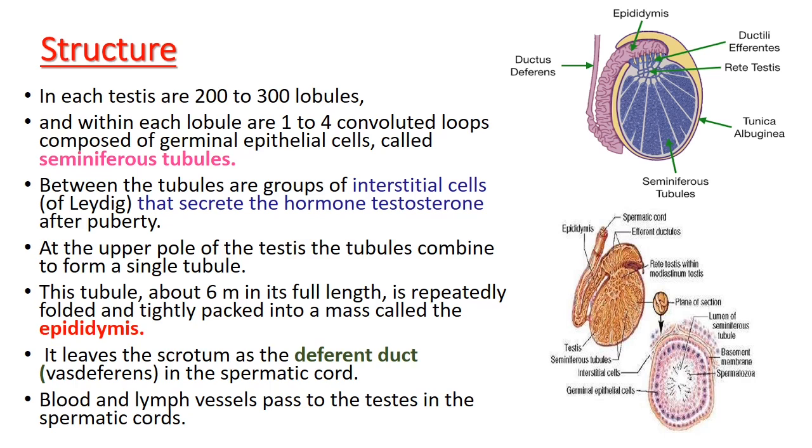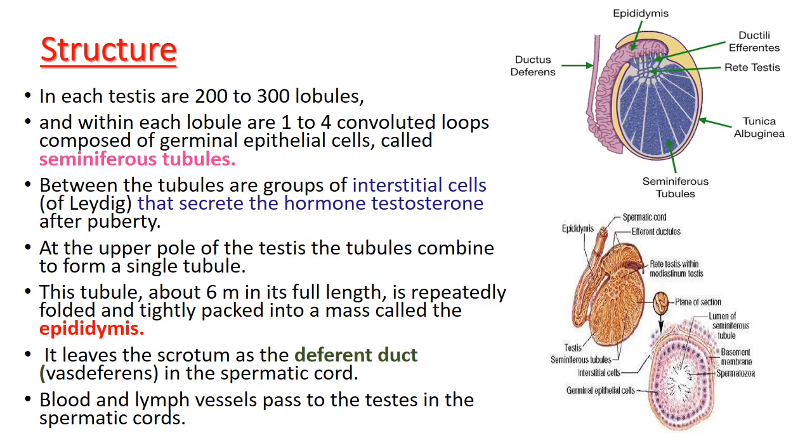It leaves the scrotum as the deferent duct. After leaving the scrotum, the epididymis becomes the deferent duct. So first are the seminiferous tubules, then they combine and make one tube, that is the epididymis, on the pole of the testis. Then it leaves the scrotum and becomes a deferent duct, or we can say vas deferens, in the spermatic cord.